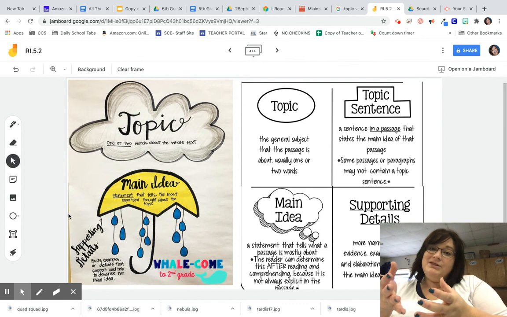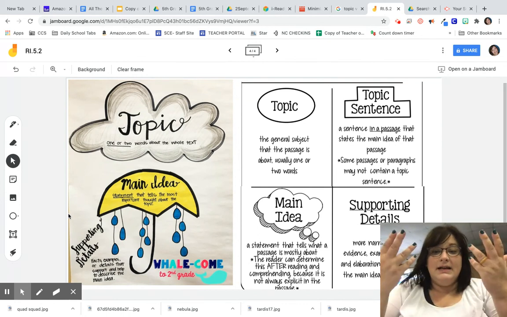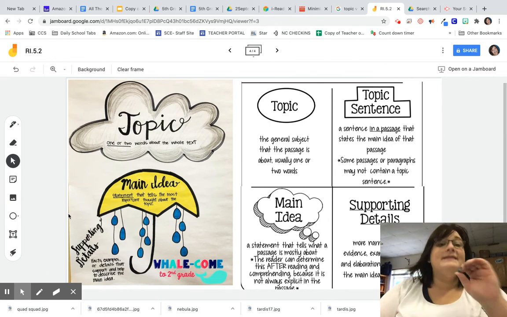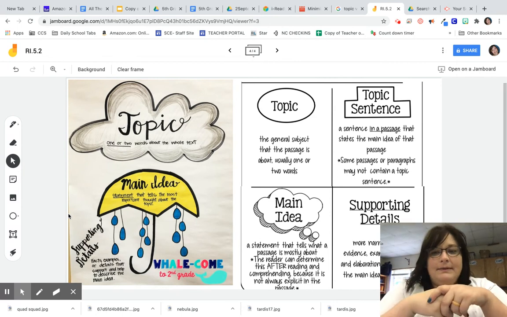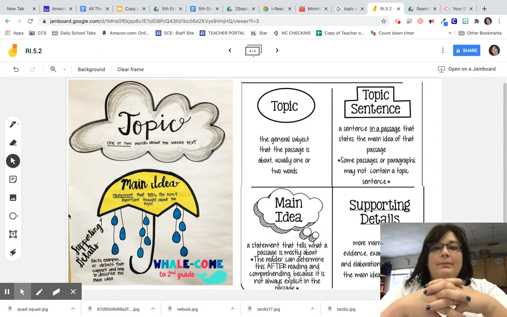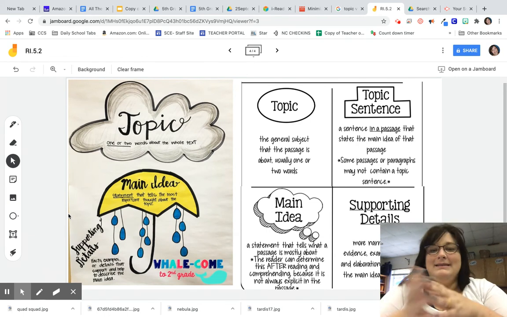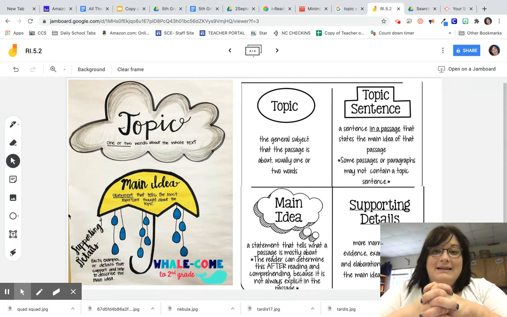So if you look over, we're going to move on over to the interactive notebook. A lot of this information that's on this interactive notebook is also on the anchor chart. For instance, it says the topic is a general subject that the passage is about, one or two words. Same thing that's on the anchor chart. But also it mentions a topic sentence. Now, the topic sentence is in a passage, and it tells exactly what the topic of the passage is. Some passages may contain it, and some passages might not. So if you're looking for the topic of a passage, you may want to begin by looking for a topic sentence. But just be aware that it's not always in the text.